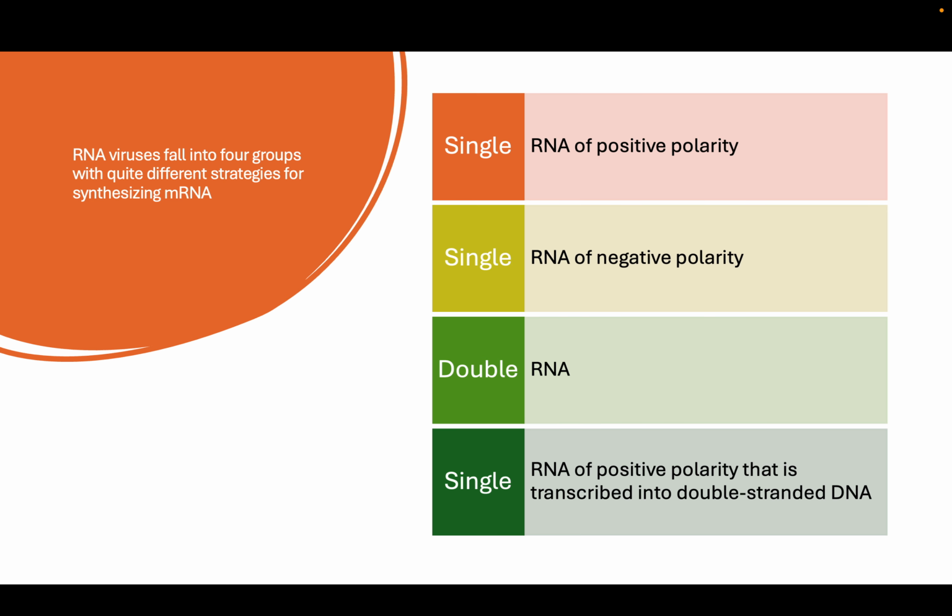So, in general, RNA viruses fall into four different groups. Basically, you have the single RNA positive polarity, the single RNA negative polarity, double RNA, and single RNA of positive polarity that is transcribed into double-stranded DNA. And these are the retroviruses that we talk about. But I'm going to go into details on each one and how they will produce their mRNA.